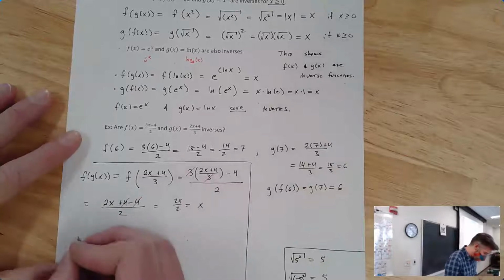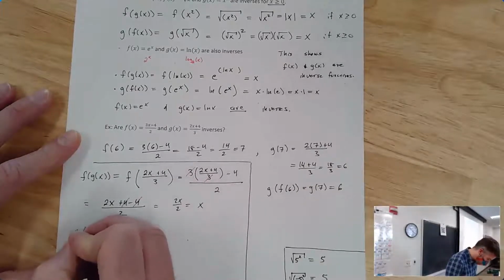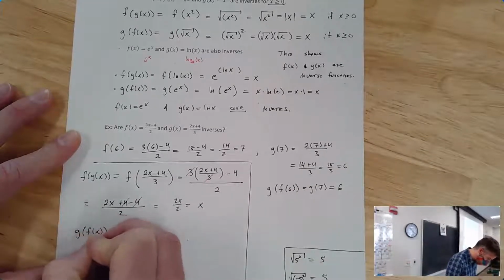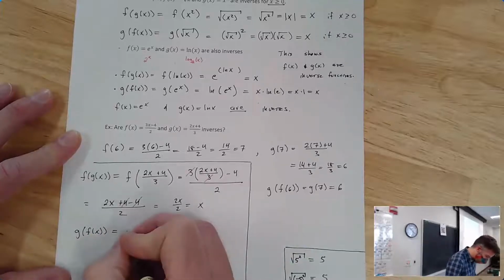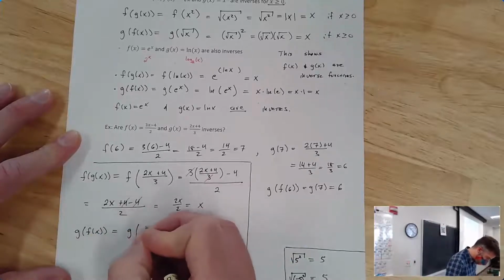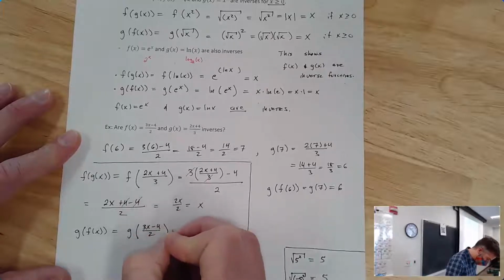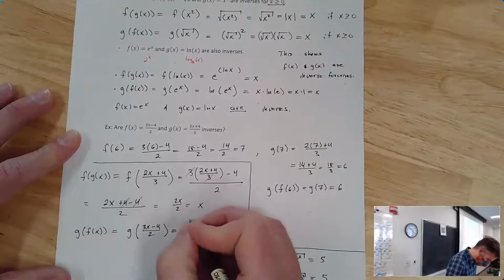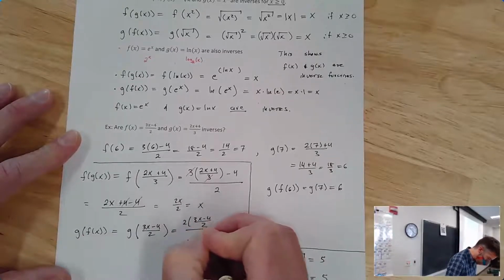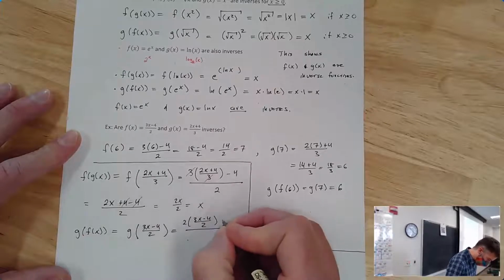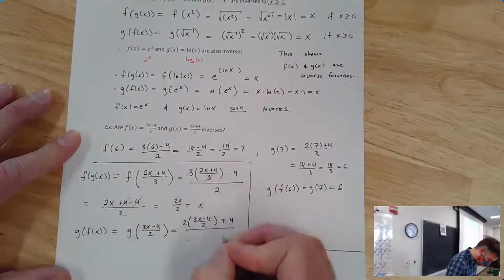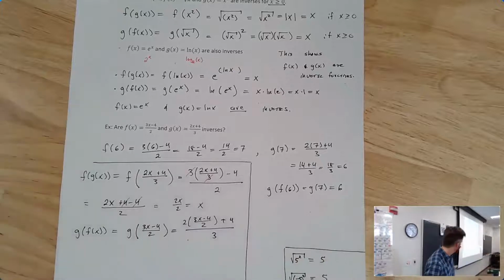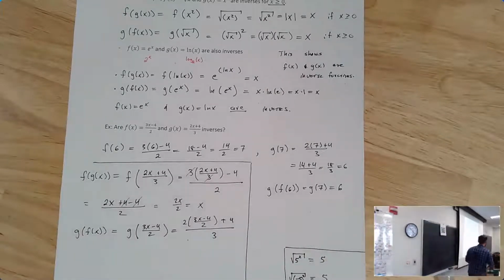And we're going to see that the other way is also true. In fact, I want you all to try this one on your own. So try g of f of x, which is going to be g of 3x minus 4 over 2, which is going to be 2 times 3x minus 4 over 2 plus 4 over 3. Try that one.